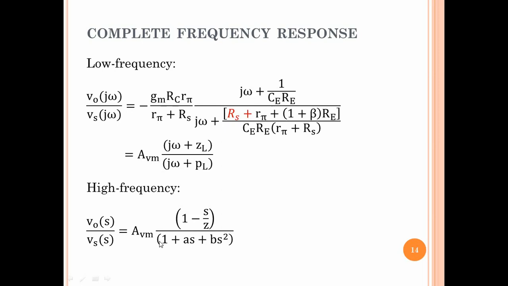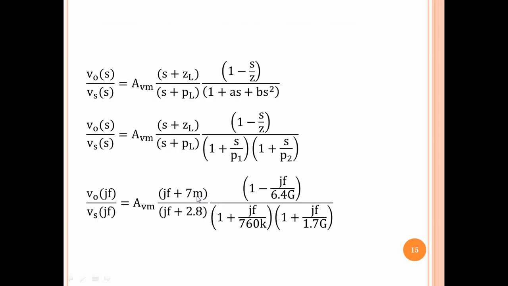So this is the low frequency, this is the high frequency. We want to put it together and write the complete expression. And the complete expression is what? Just put these two together. So it is AVM, low frequency, high frequency. So this is the complete transfer function of our amplifier, including low as well as high frequencies. And we can write this in this form as we just saw, and we put numbers. These are from last time, these are from this time. So this is our complete transfer function numerically.